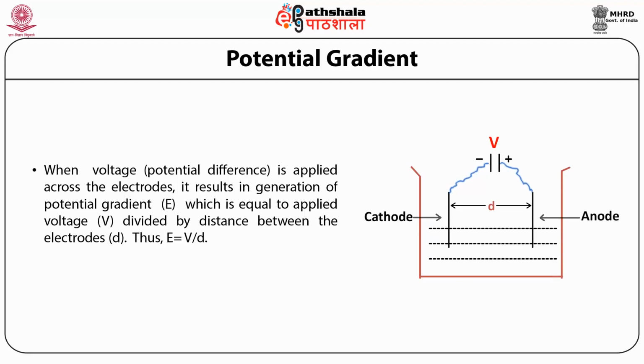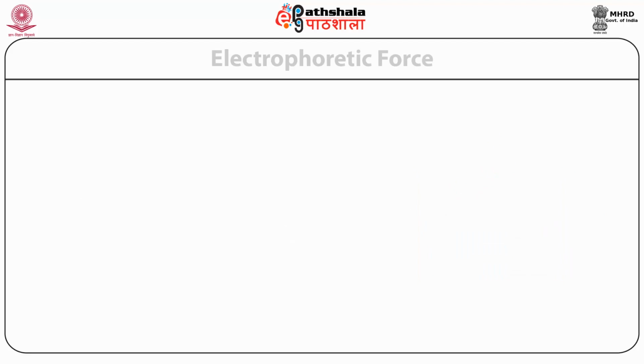It is made clear here that different electrophoresis equipments may differ in distance between electrodes, and therefore even at the same applied voltage, potential gradient will differ. Students are always advised to see what is the distance between the two electrodes and not use blindly the voltage applied for generating the desired potential gradient.